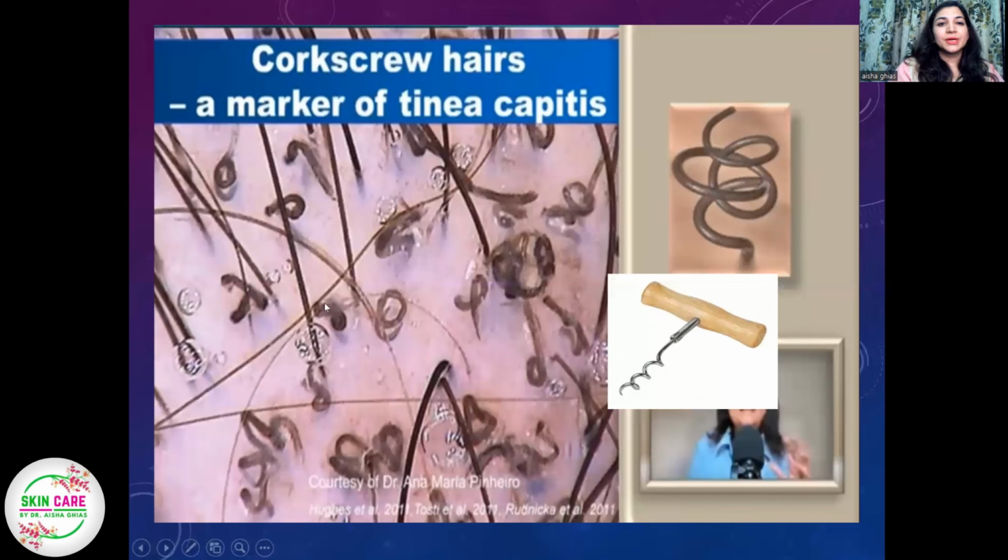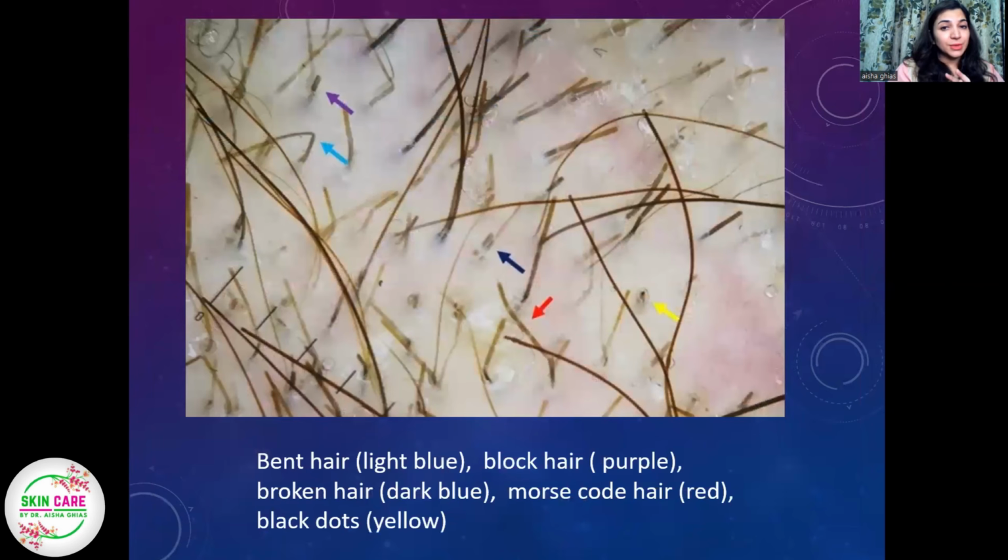Okay. So another feature, corkscrew hair. Corkscrew, as you can see in this picture, corkscrew hairs are also diagnostic for tinea capitis. Because of the destruction of the hair shaft, because of the presence of fungus over there, it is coiled like a corkscrew. So corkscrew hair is diagnostic for tinea capitis.